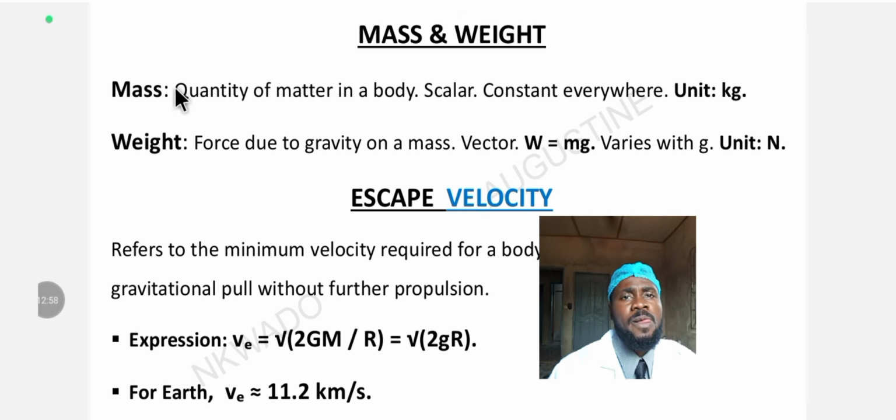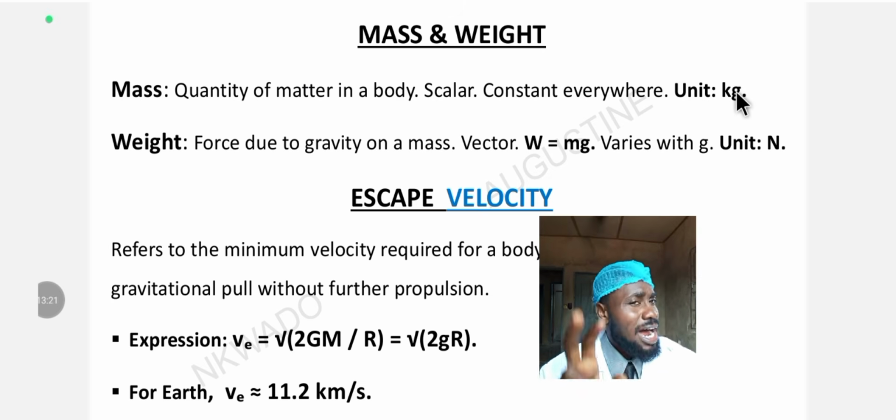Mass and weight. What is mass? Mass is the quantity of matter contained in a body, and it's a scalar quantity. Mass is constant everywhere. All these are the facts about mass that JAMB wants you to know. Mass is measured in the SI unit called kilograms. That's the standard unit of measuring mass. Mass can also be measured in grams, but that's not the standard unit.